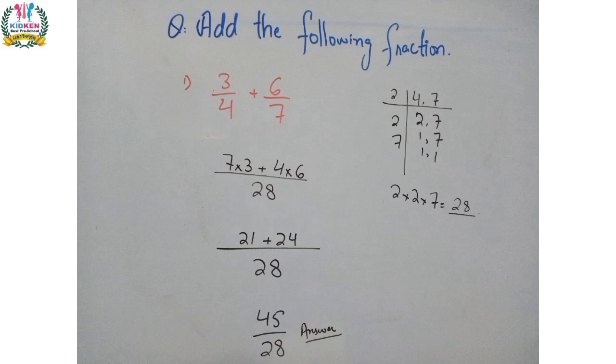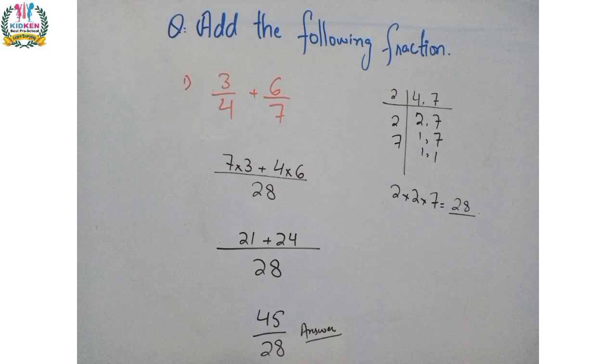Next question is 3 upon 4 plus 6 upon 7. So simply we can take the LCM of the denominators 4 and 7. So the 4 and 7 are different. So our LCM of 4 and 7 is 28. So we can write 28 as the denominator and divide by the denominators.